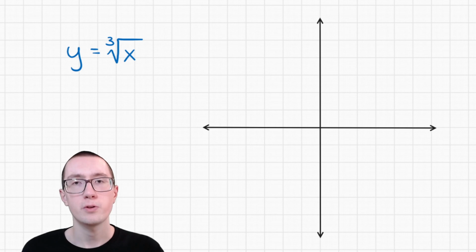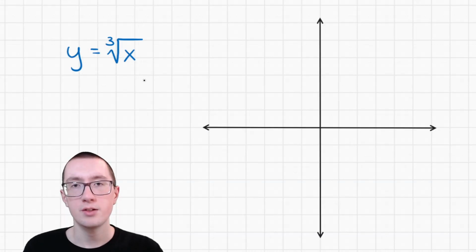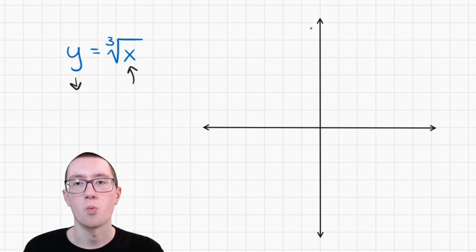You may have learned how to graph square root equations, but how do we graph cube root equations? So let's first go over how to graph just the basic cube root equation, y equals the cube root of x. To graph anything, really all you have to do is plug in numbers for x, see what you get out for y, and then put it on the graph. And remember that y is up and down, and x is left and right.